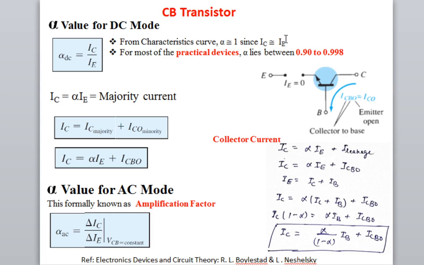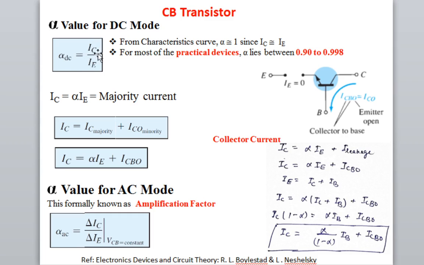But we know that IE is equal to IB plus IC. So for practical devices, IE and IC are not equal. Therefore, in most practical common base transistors, the value of alpha lies between 0.90 to 0.998. IC is the collector current and IE is the emitter current.